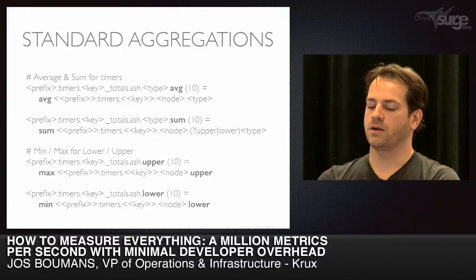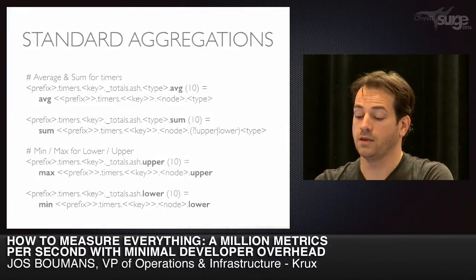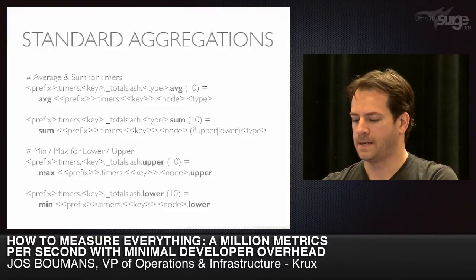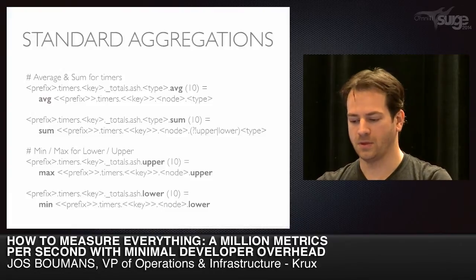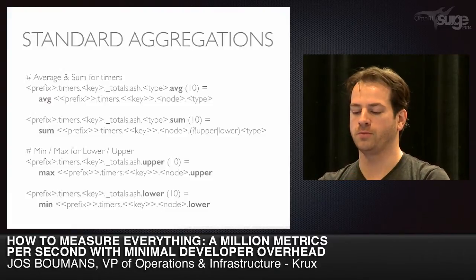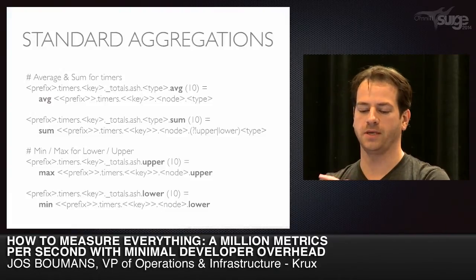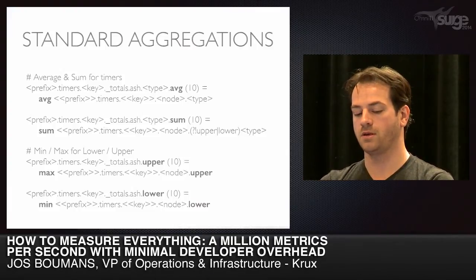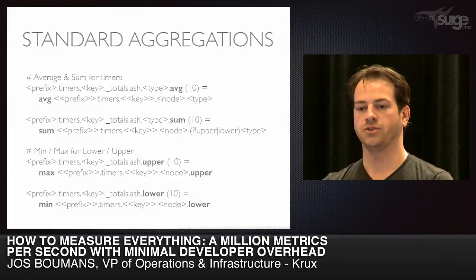The first two lines there are the running average and the running sum. The bold bits are the only bits that matter there. To avoid doing too much compute work for the common graphs, because we need the average and the sum most of the time, we pre-compute them like this. We do the same thing for the max and the min, just to see where our bounds are.